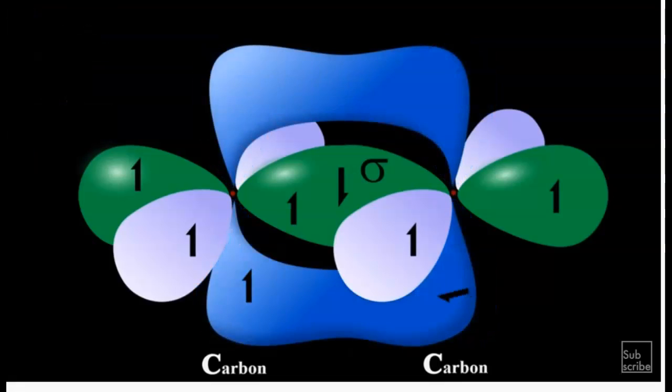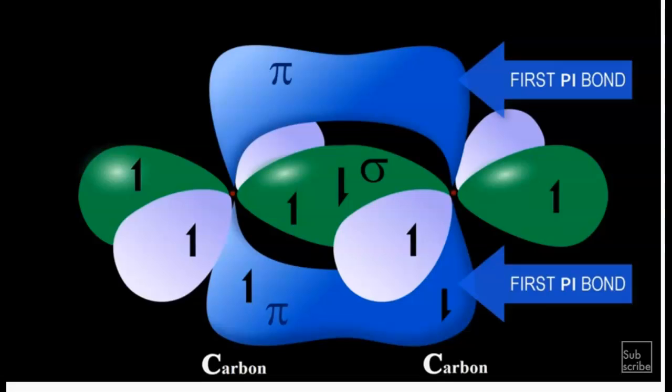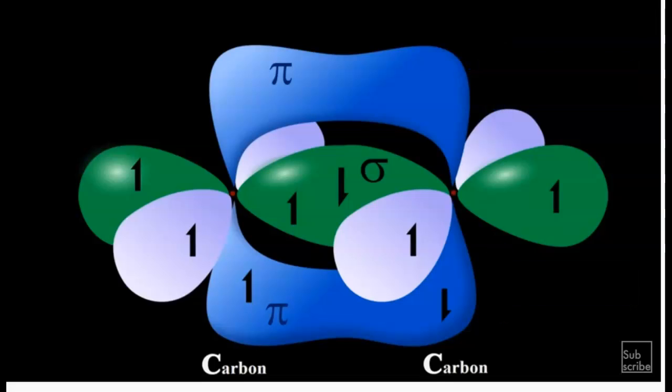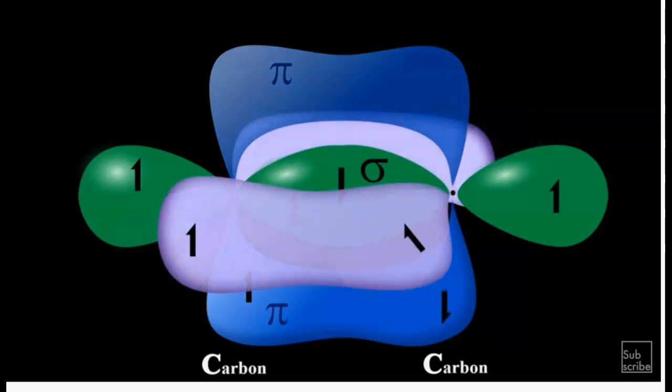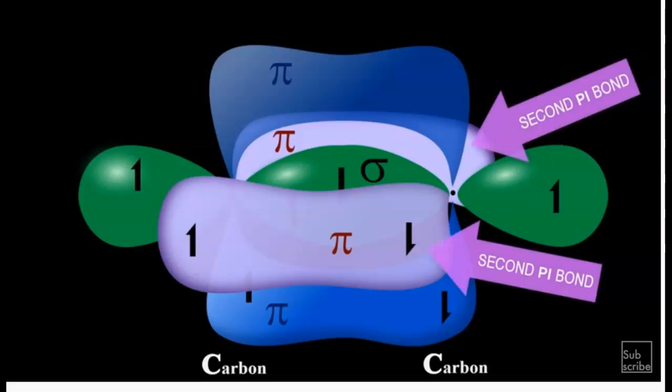The upper lobes of the blue 2p orbitals overlap, as do the lower two lobes, creating the first of the two pi bonds. Can you guess where the second of the two pi bonds comes from? Yes, that's right. It is the overlapping of the violet 2p lobes.